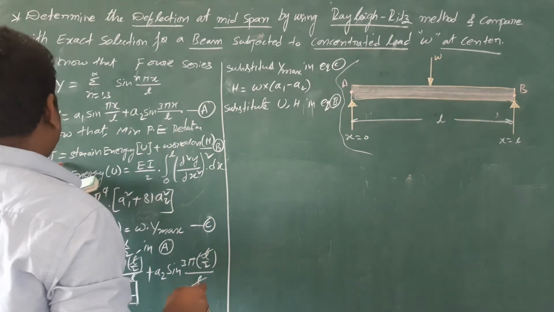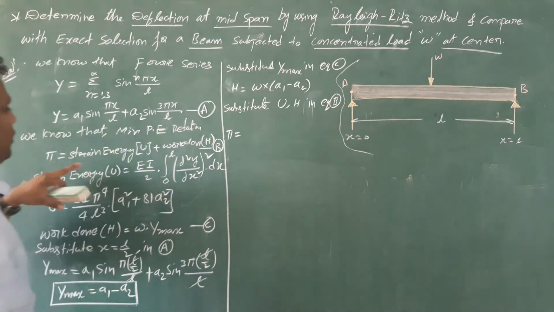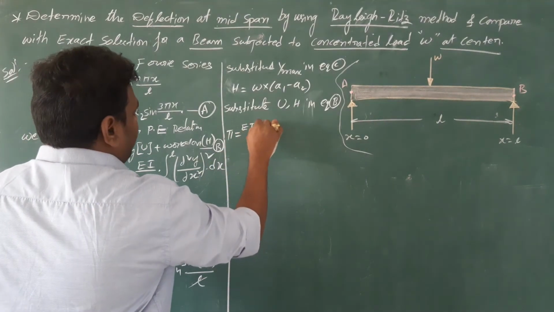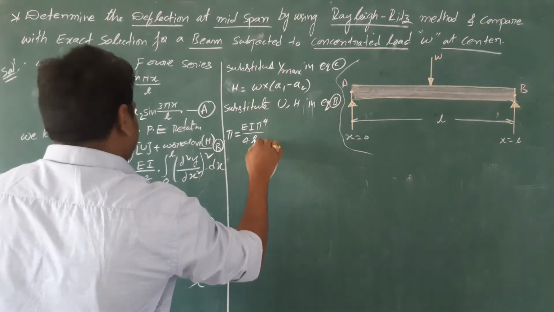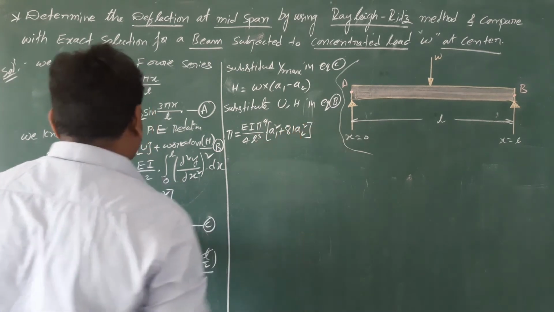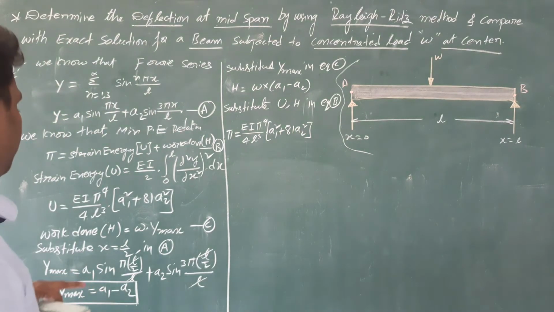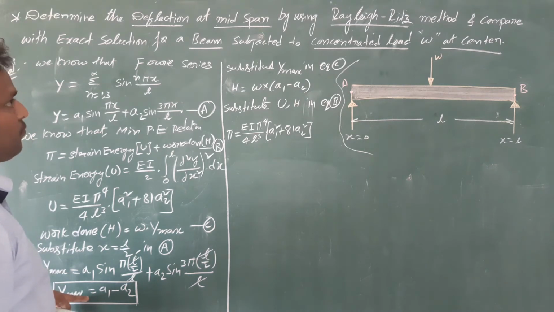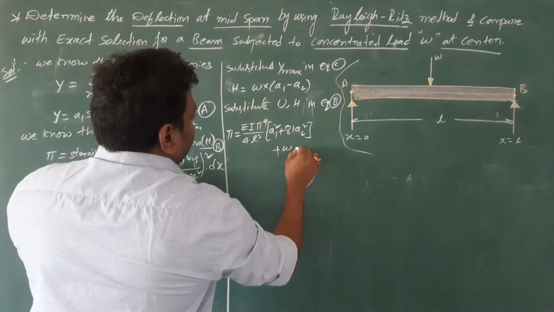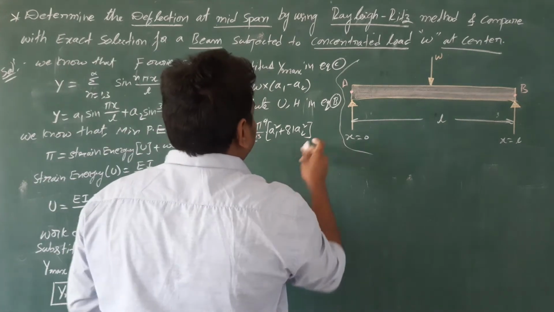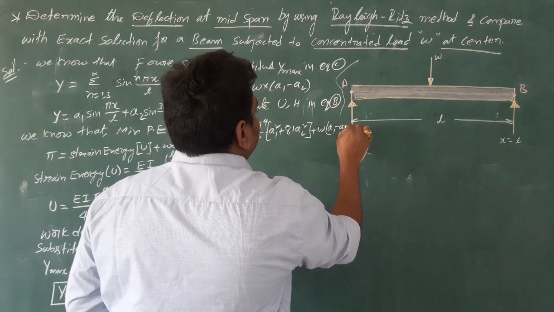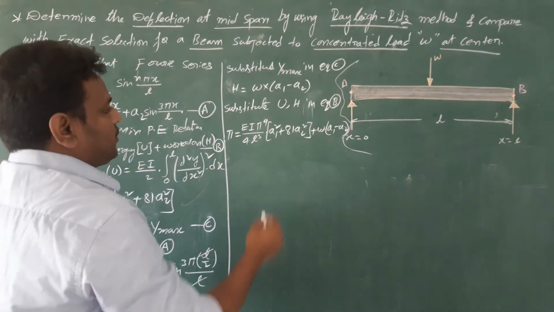In equation B, we know that Π is equal to the strain energy, which is EI π^4 by 4L³ into (A1² + 81 A2²), plus the work done, that is H, that is W into (A1 minus A2).